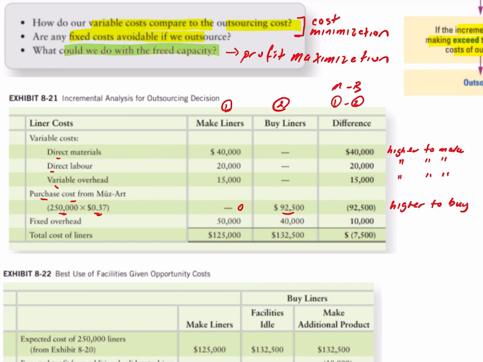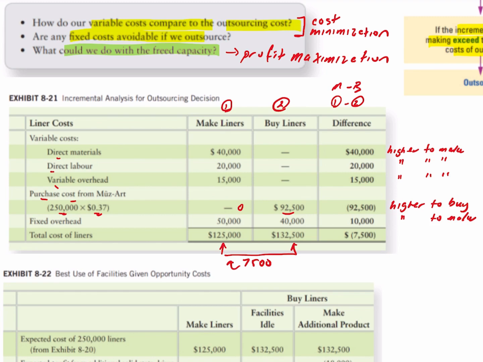And then finally, in this example, there's also a shift in overhead where $10,000 of overhead is avoidable by buying the liners instead of making. So there's a $10,000 difference here that's higher to make than to buy. You can interpret this in a whole bunch of different ways. But when we add the differential column, you see that there's a difference of $7,500. This means that in comparison, the total cost to make the liners is $125,000 and the cost to buy the liners is $132,500, a difference of $7,500 in favor of making it, right?